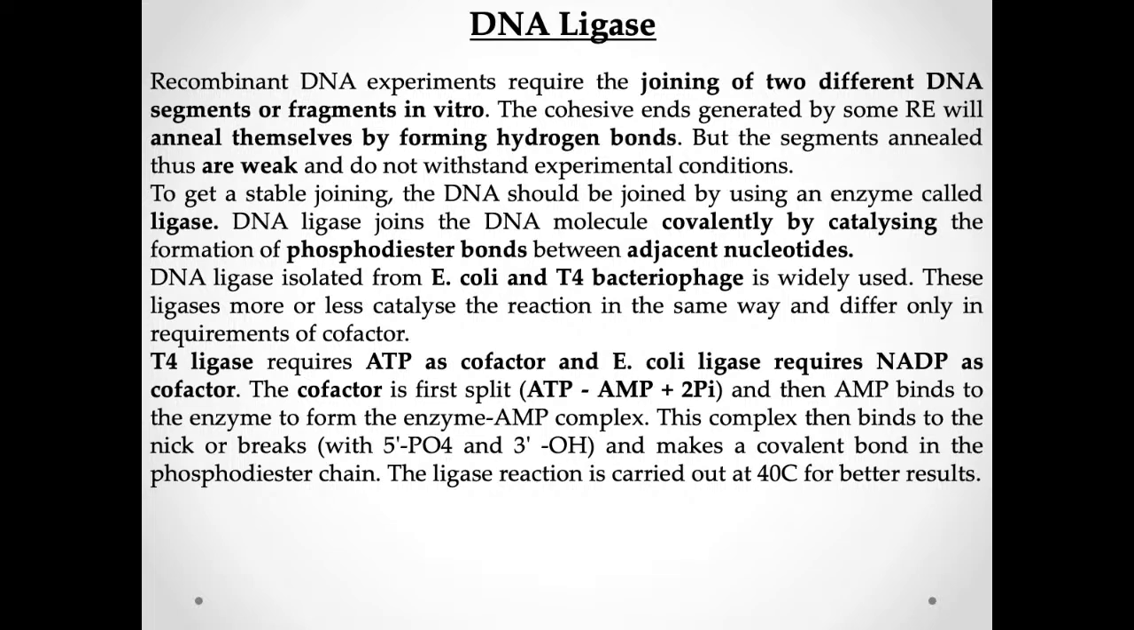So to get a stable joining, DNA should be joined by using an enzyme called ligase. So DNA ligase joins the DNA molecule covalently by catalyzing the formation of phosphodiester bonds between the adjacent nucleotides. The DNA ligases isolated from E. coli and T4 bacteriophage are widely used, and these ligases more or less catalyze the reaction in the same way, or differ only in the requirement of cofactor.